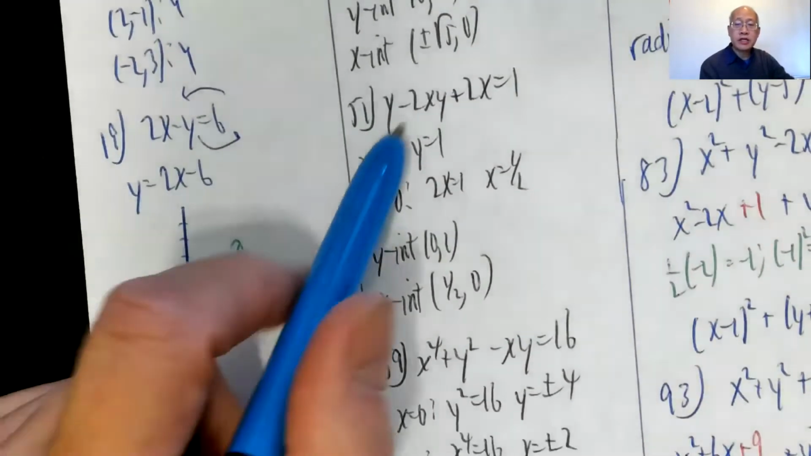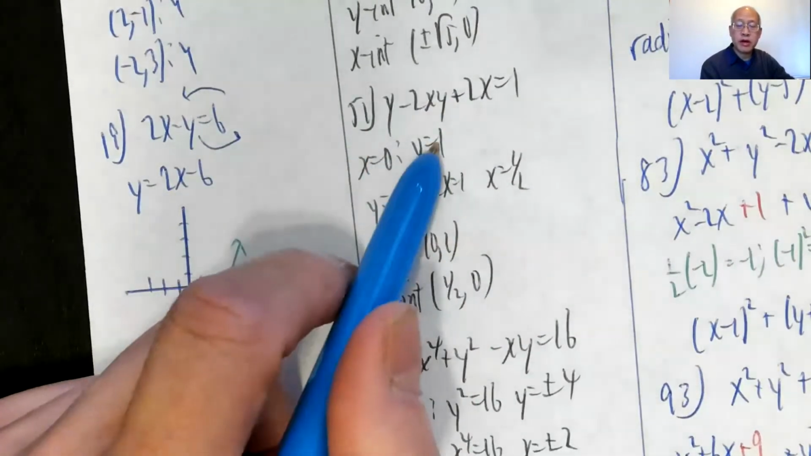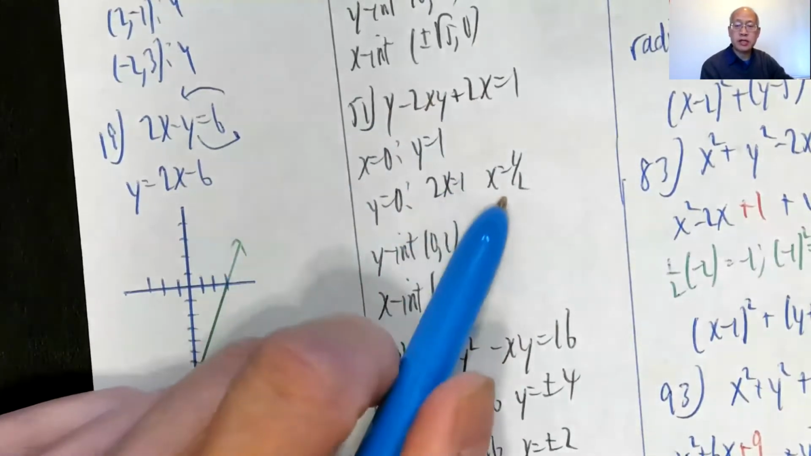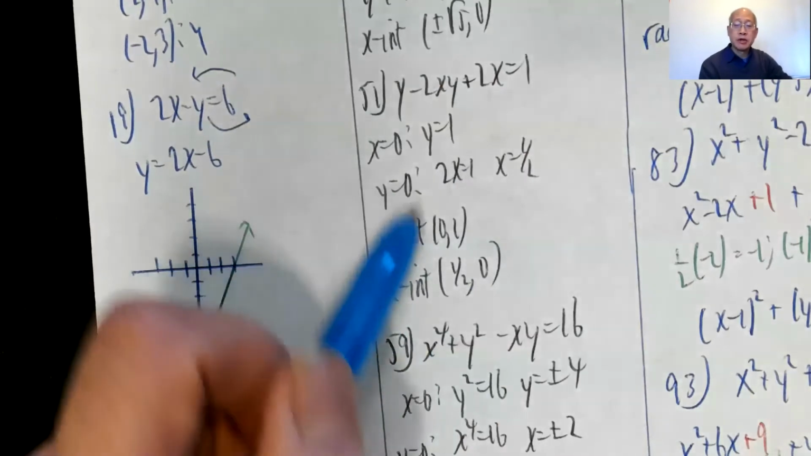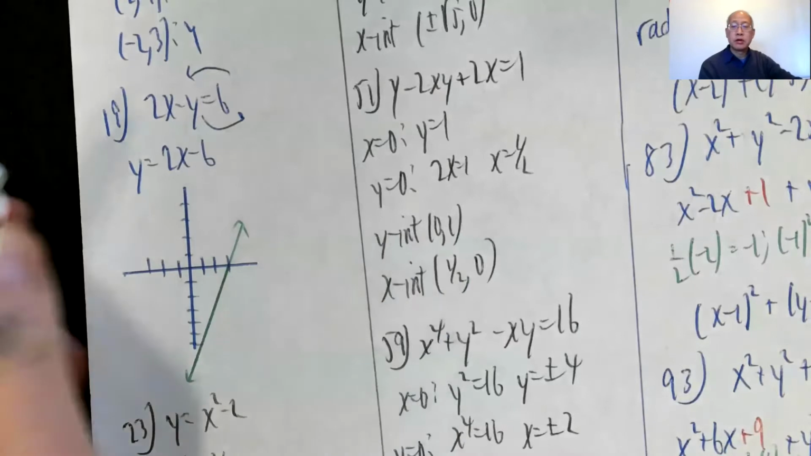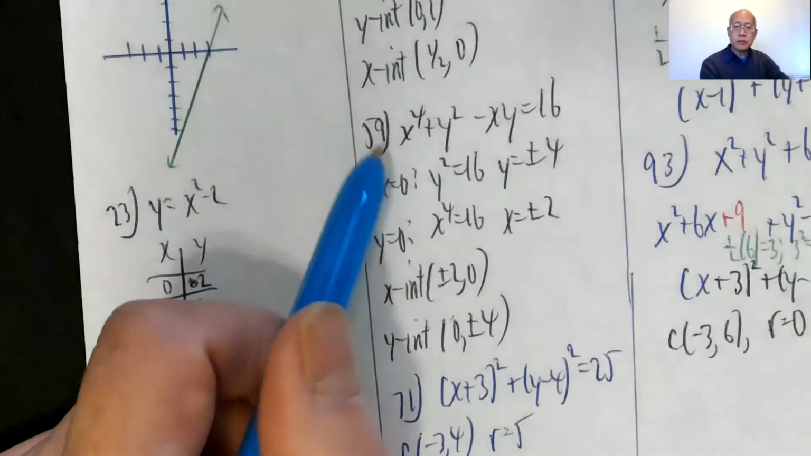51. Plug in x equals 0, put a 0 there and a 0 there, you get y equals 1. Plug in y equals 0, 0 there, 0 there, 2x equals 1, x equals a half. So y-intercept, which means x equals 0, is 0, 1. X-intercept means y equals 0, 1/2, comma 0.